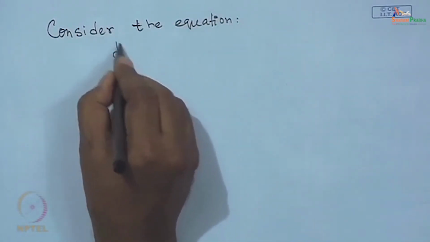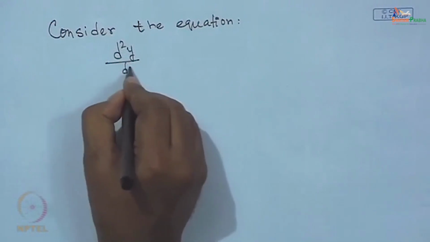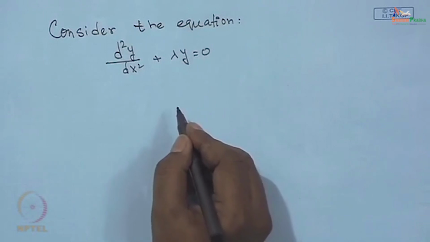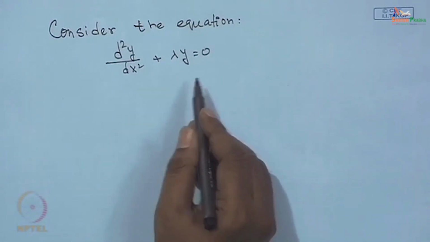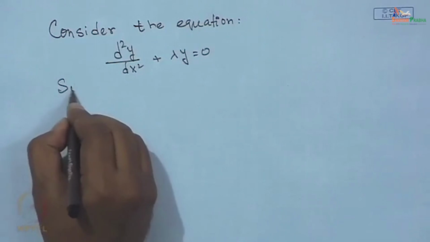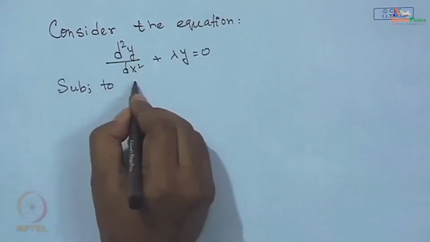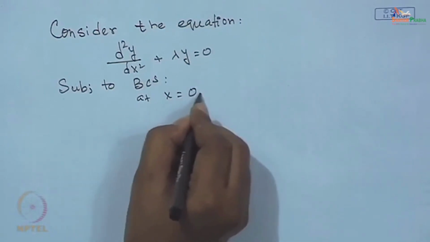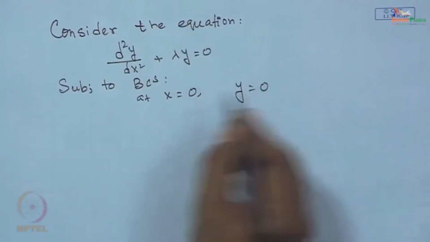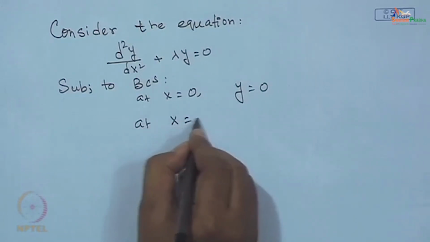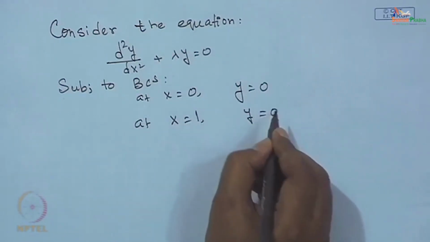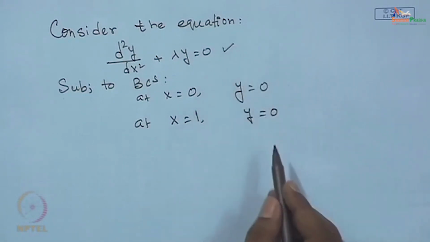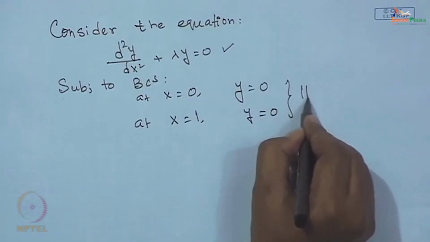d square y by dx square plus lambda y is equal to 0. Let us consider a second order ordinary differential equation of this particular form subject to the boundary conditions: at x is equal to 0, y is equal to 0; at x is equal to 1, y is equal to 0. So, therefore, we have selected a homogeneous equation with homogeneous boundary conditions.